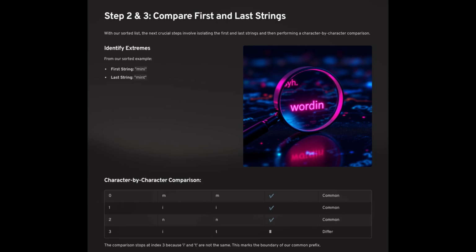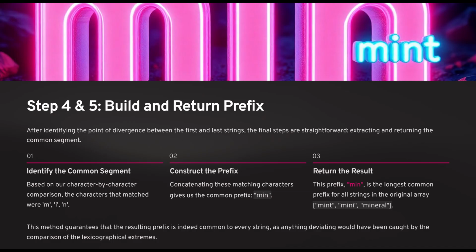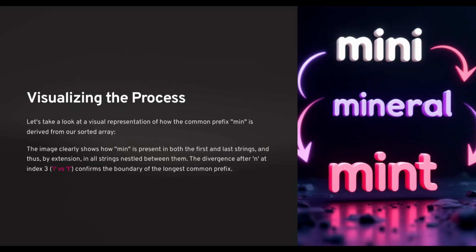This table shows exactly where they match and diverge. Visualizing it, see how min is shared across mini, mineral, and mint. The divergence after N, I versus T, sets the boundary. This confirms why comparing extremes works perfectly. Steps 4 and 5. Build the prefix from the matching characters, then return it. In our example, concatenate M plus I plus N, giving min. That's the longest common prefix for the entire array. Simple extraction, and we're done.